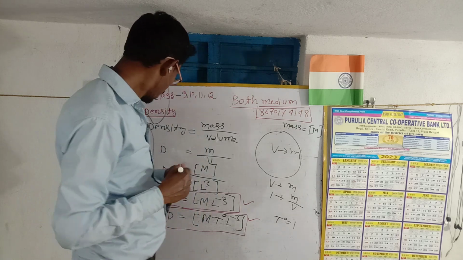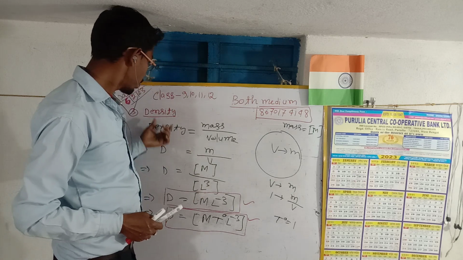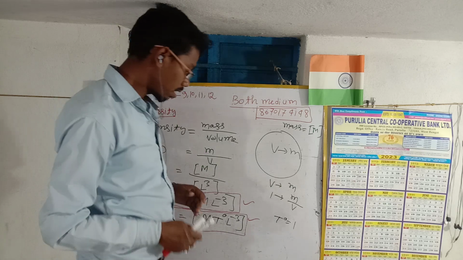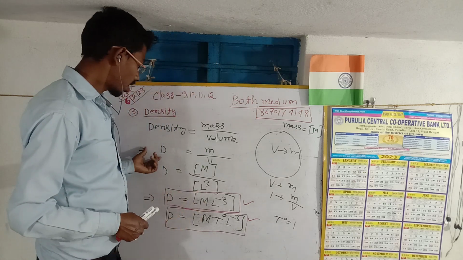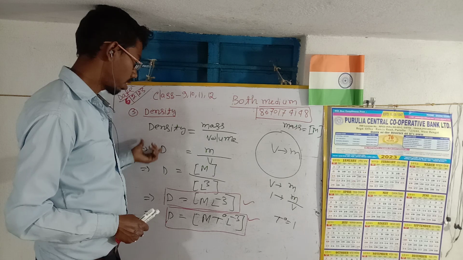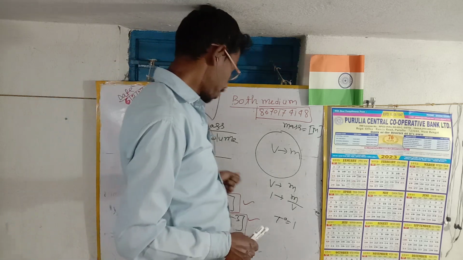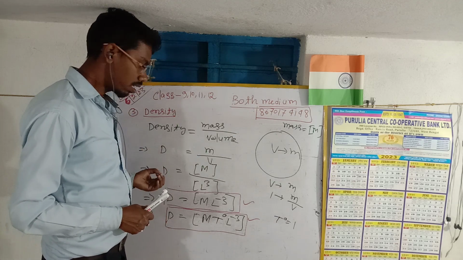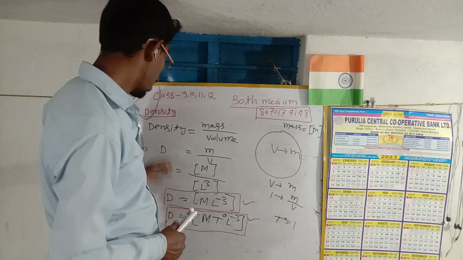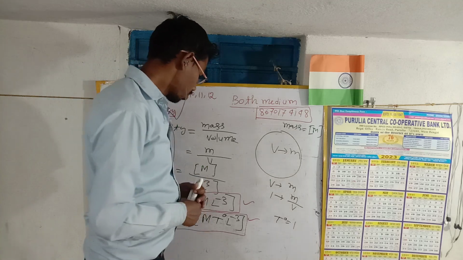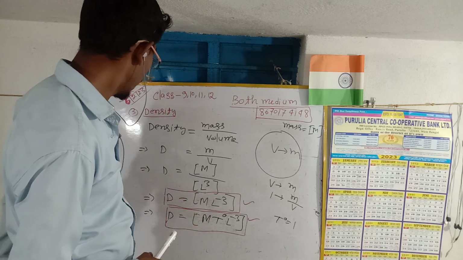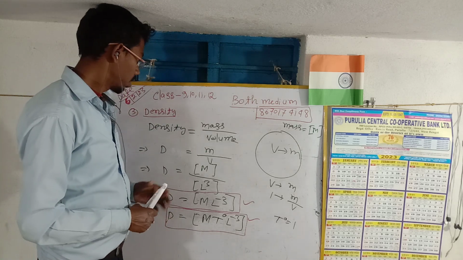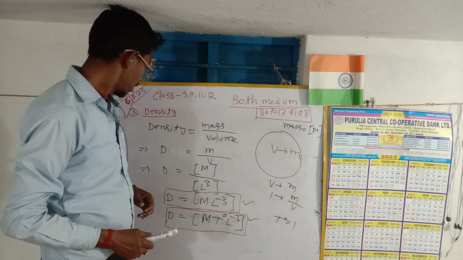Dimension analysis for class 9, 10, 11, 12. In the previous lecture we found the dimension and unit of some physical quantities. Today I will find out the next physical quantity. Dimension analysis is basically a simple chapter. So now let's start.